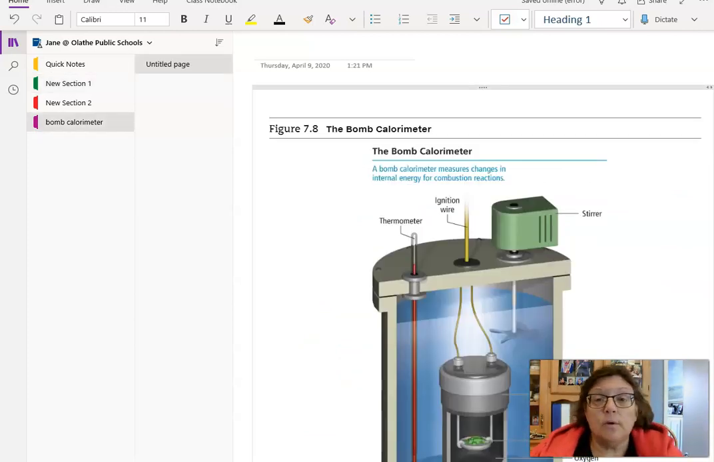Now, when I was in high school, we thought this name, bomb calorimeter, was hysterically funny. And all we wanted to do was put a ham sandwich in a bomb calorimeter to figure out how many calories. Because essentially, that's what you're doing with a bomb calorimeter. You're calculating the energy that something has.